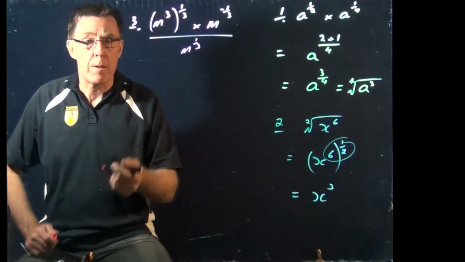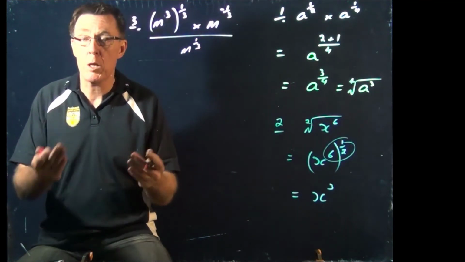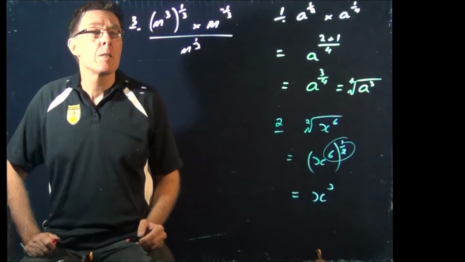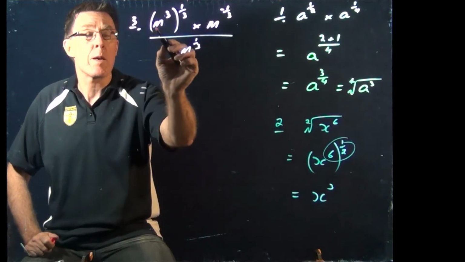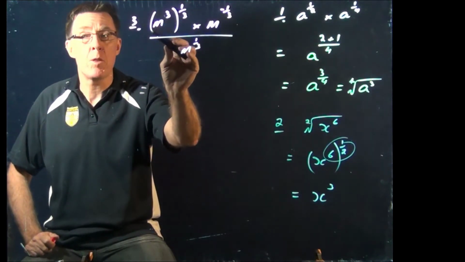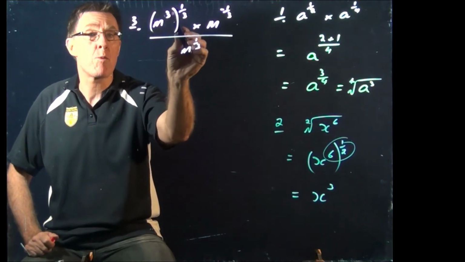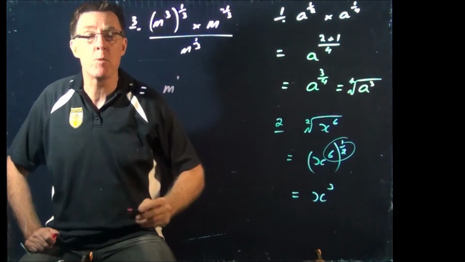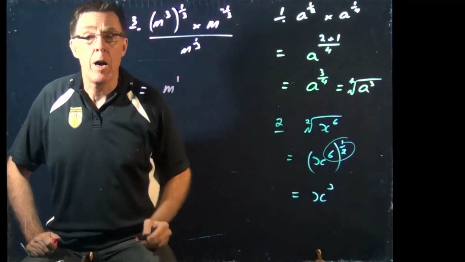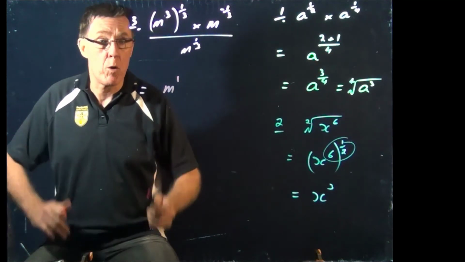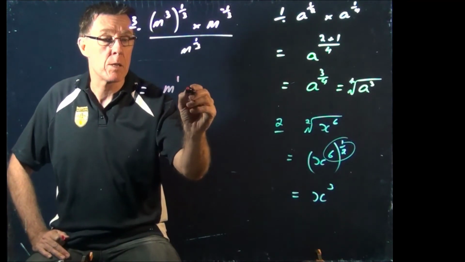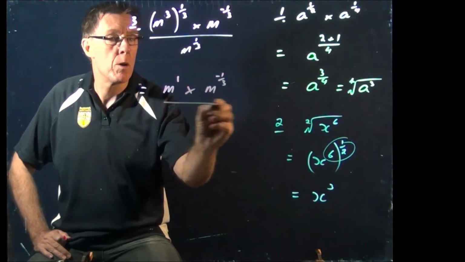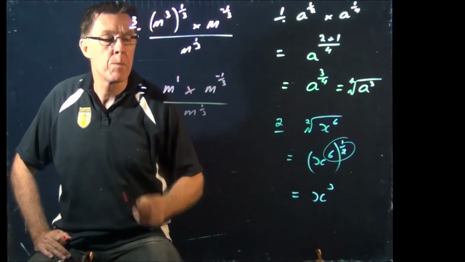Now, example number 3. Once again, just dealing with adding, subtracting and multiplying fractions. So, first thing I'm going to do is tidy this bracket up. I have a power to a power, so therefore I've got to multiply the indices. So I've got 3 multiplied by 1/3, which is 1. So that's m to the power of 1. I don't need the 1 there, but I'm going to write it in just to make life a little easier to see. Multiplied by m to the negative 1/3 over m to the positive 1/3.